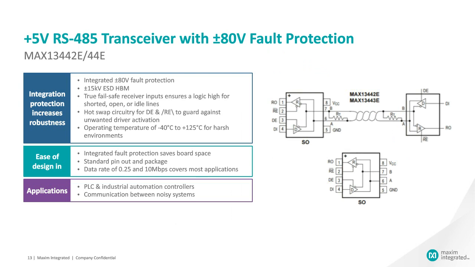And so here's just an example of one device that has that plus or minus 80 volts of fault protection. This is the MAX13442E, as well as the 13444E. It's got the standard RS-485 pinout in the standard package. It's rated up to 125 degrees C so that you're able to put it into very harsh environments. It's got plus or minus 15 kilovolts of ESD, but really the standout feature here is the plus or minus 80 volts of fault protection.